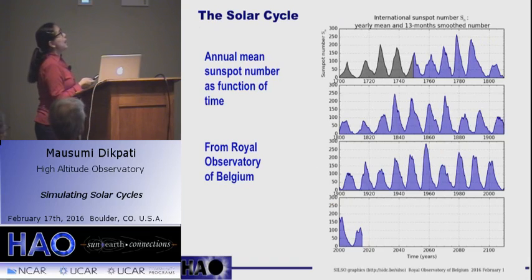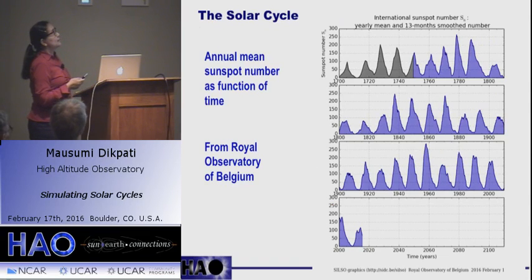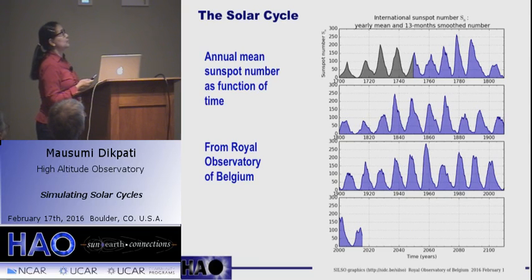Here I show another manifestation of the solar cycle, the annual mean sunspot number as a function of time. This is a nearly sinusoidal pattern. However, the amplitude and frequency of those cycles vary from cycle to cycle.